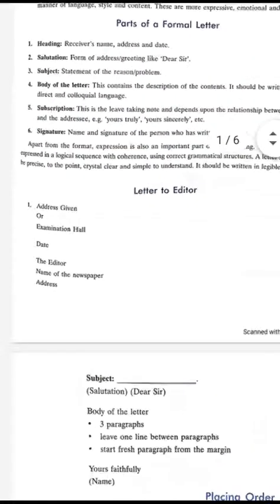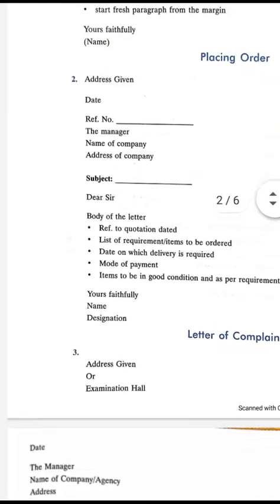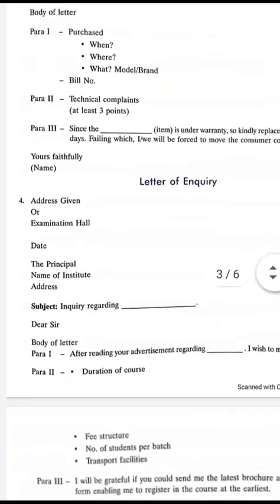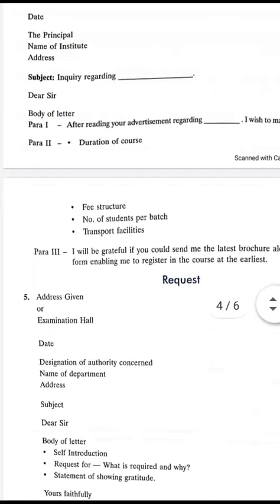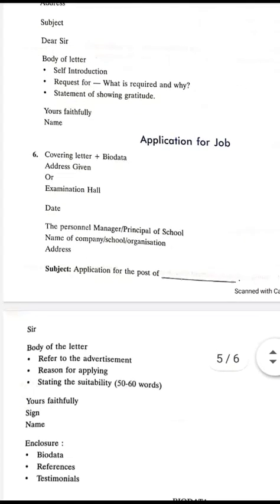Now, some examples are given. Letter to editor. Example is given. Placing order. One example with body format is given. Letter of complaint. Example, body format is given. Letter of inquiry. It is given. Request. It is given. Application for job.